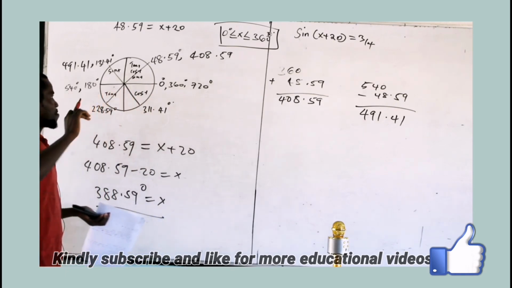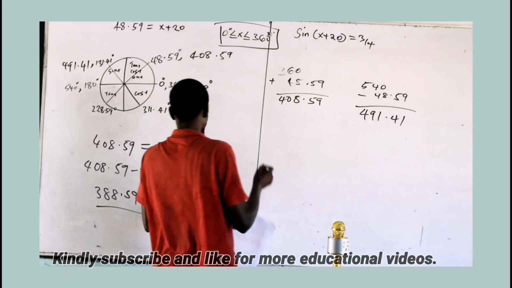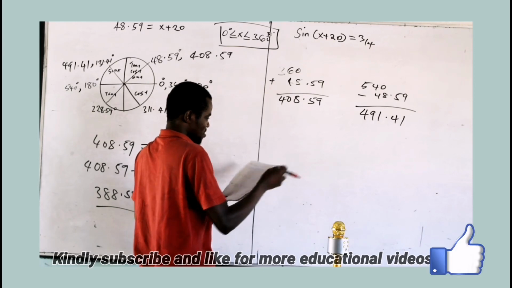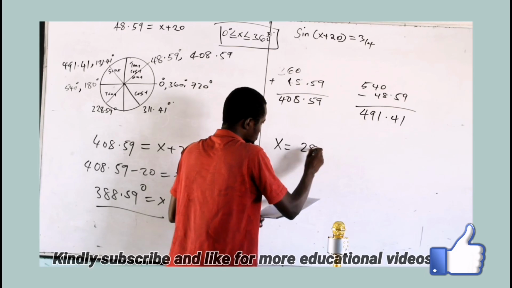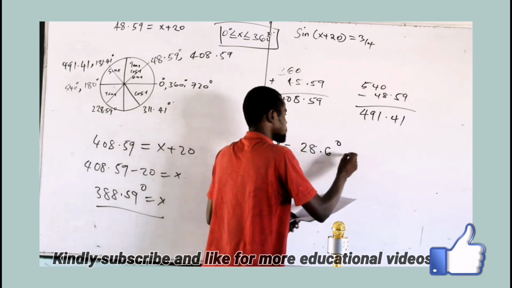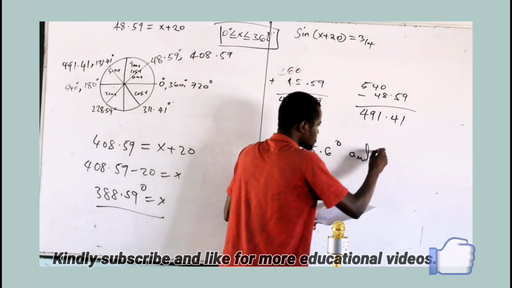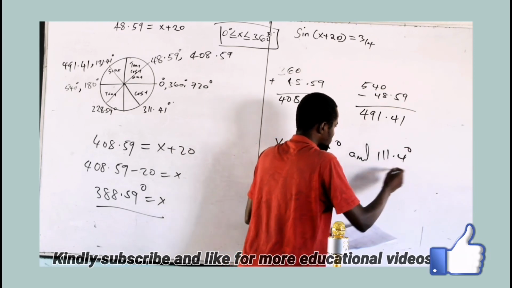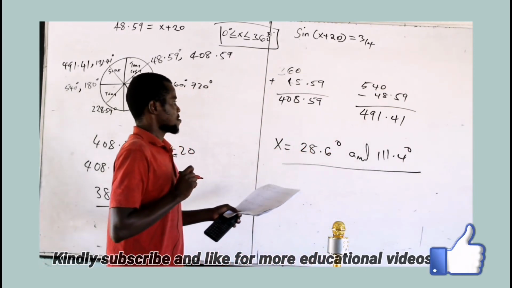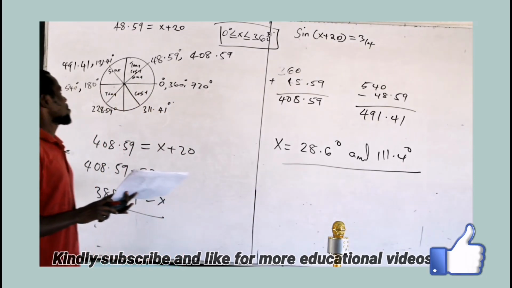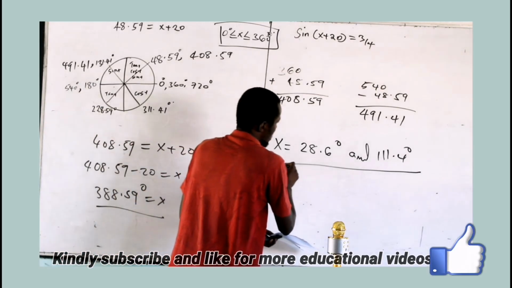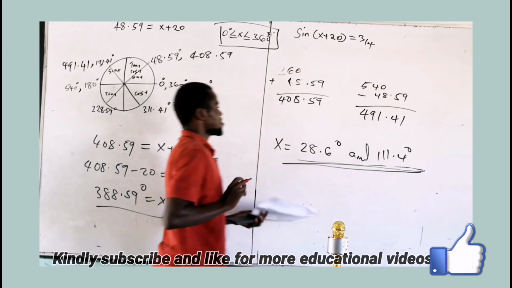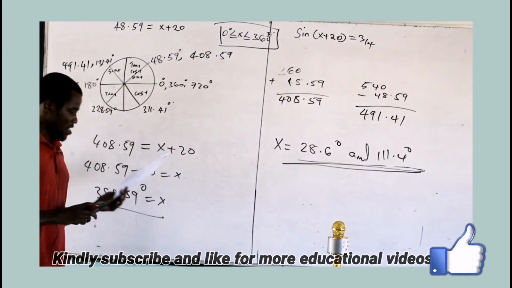Therefore, we are going to conclude that the values of x will be 28.6 degrees and 111.4 degrees, and this is where we stopped. So as per our first example that we have worked together, we arrived at these points as our solutions.